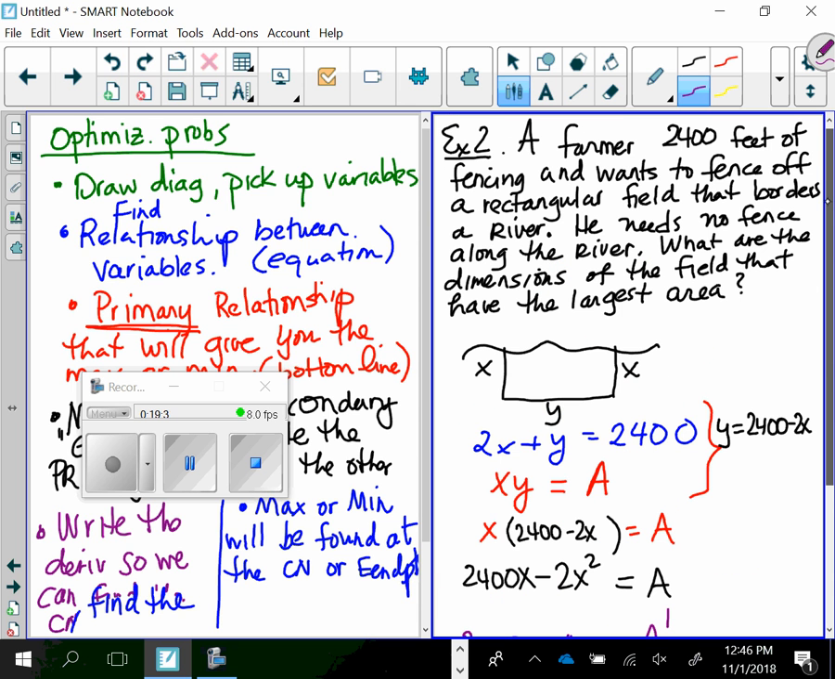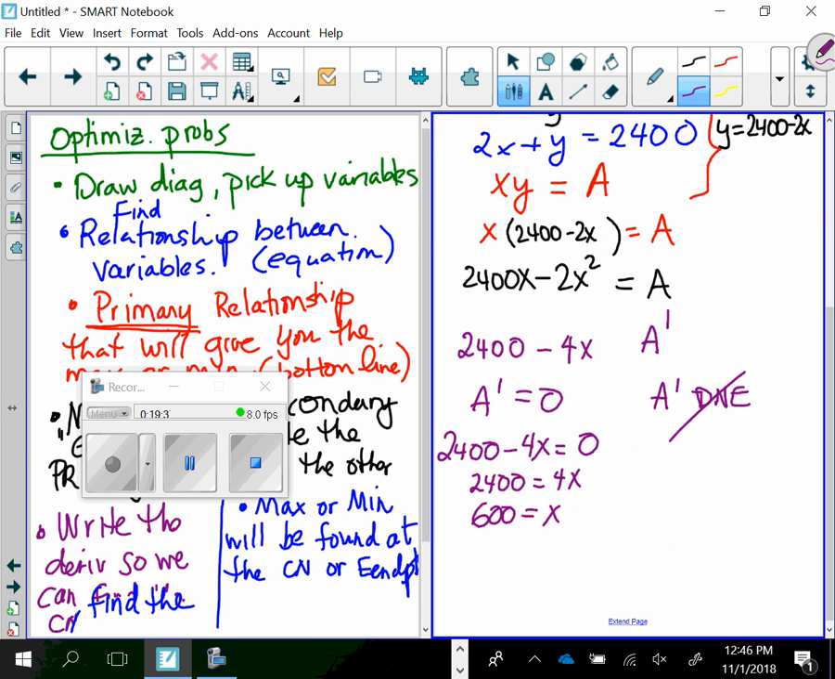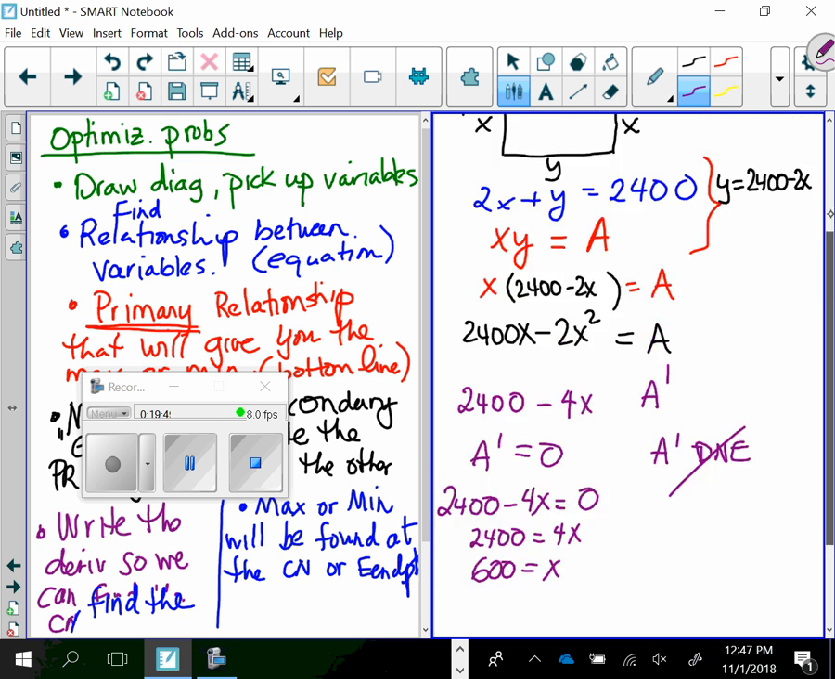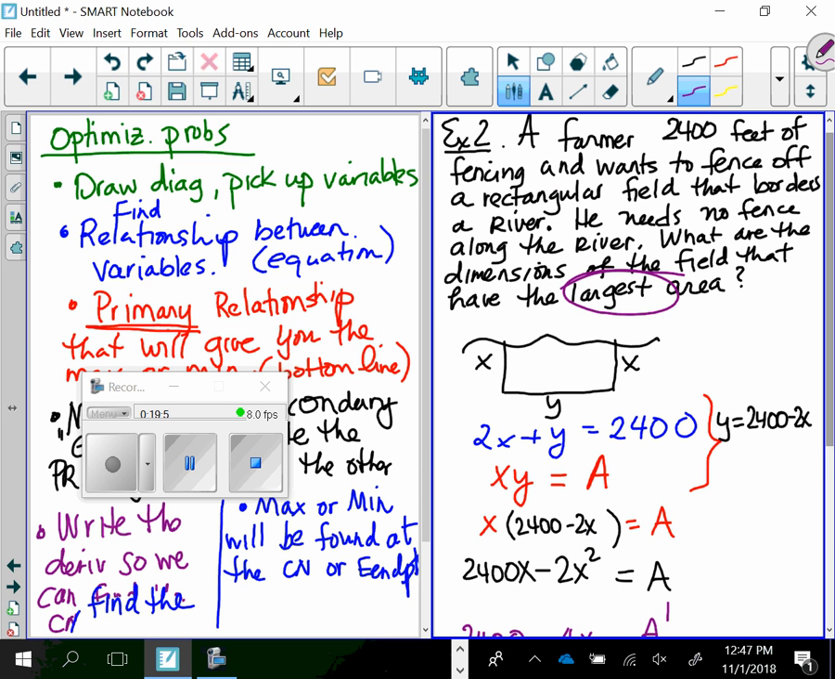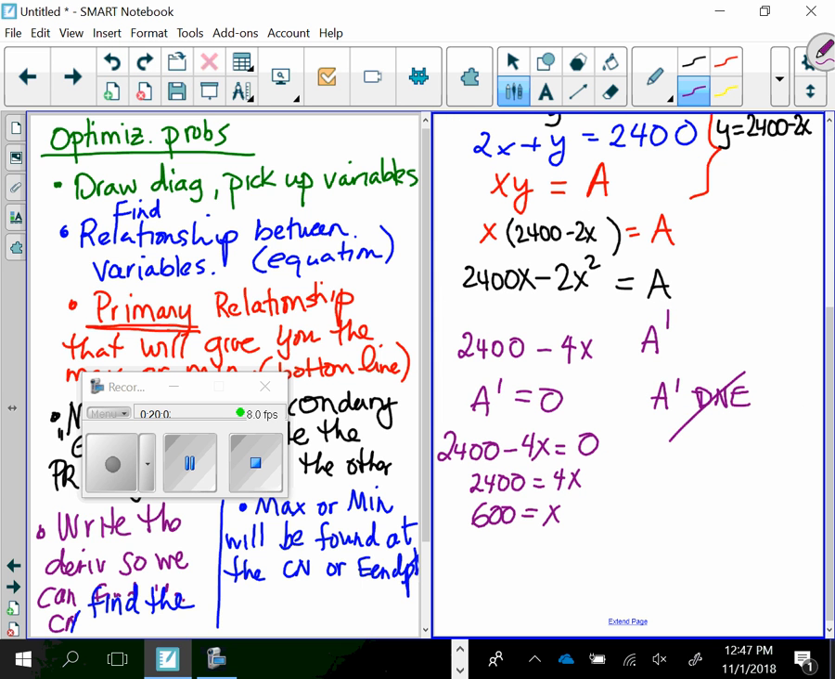Basically the rest of the problem is, we are looking for a maximum, the largest area. If we have one critical number, it's going to be a maximum, right? Do we have any endpoints? Well, if x is 0, we don't really have a rectangle. And if x is 1,200, we don't have a rectangle because then we don't have y. So those give us our minimum, and this is going to give us our max, because that's the only critical number we have.